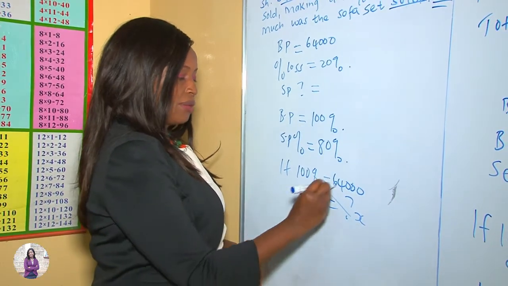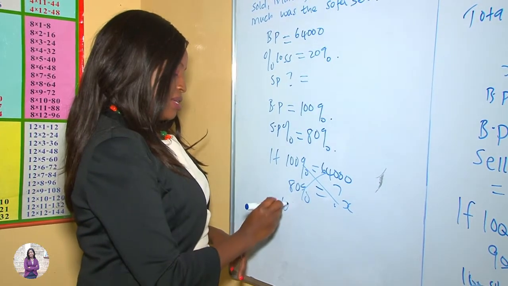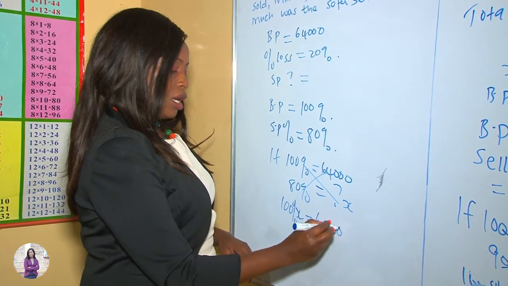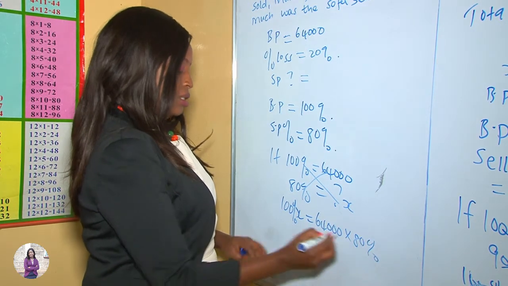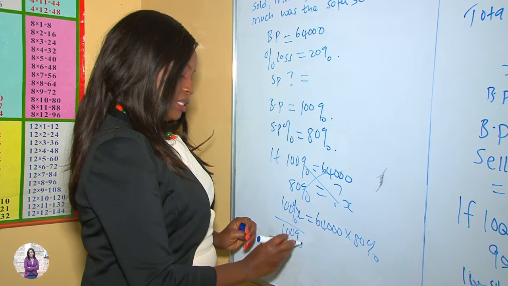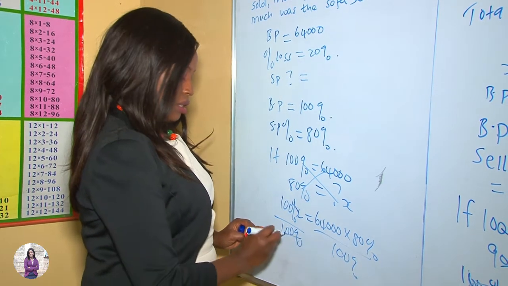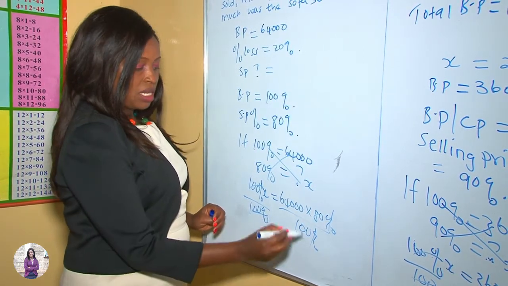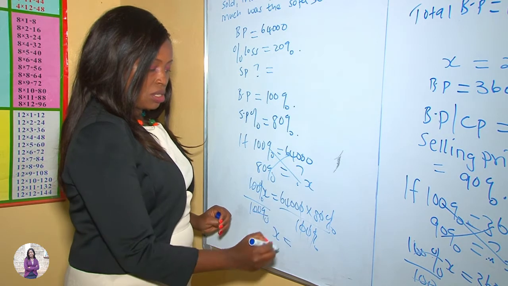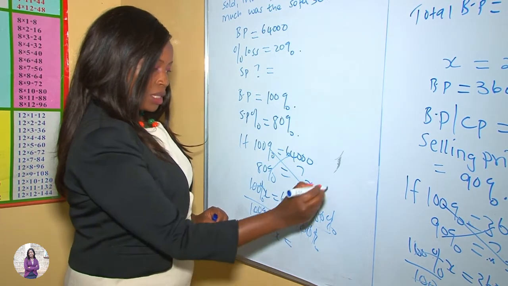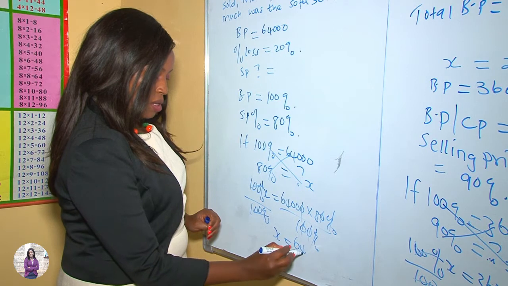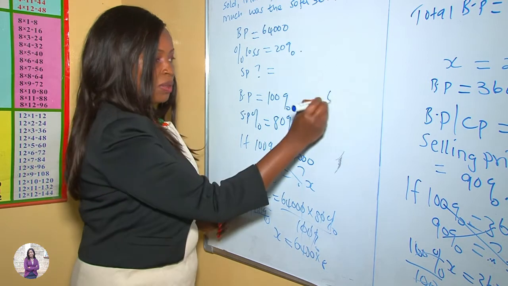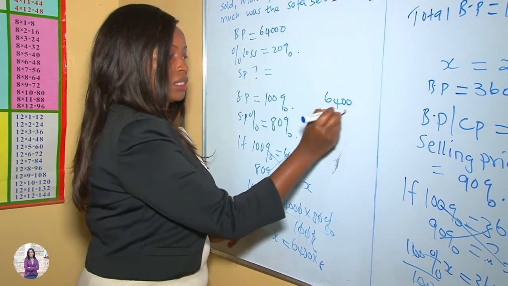So you cross multiply. 100 times x is 100x, which is a percentage, is equal to 64,000 multiplied by 80%. So you divide both sides by 100%. And our x is going to be, remember these percentages are cancelling one another. So 0 goes with a 0, 0 is a 0. So remaining with 64, which is 6,400 multiplied by 8. So let's multiply 6,400 times 8.